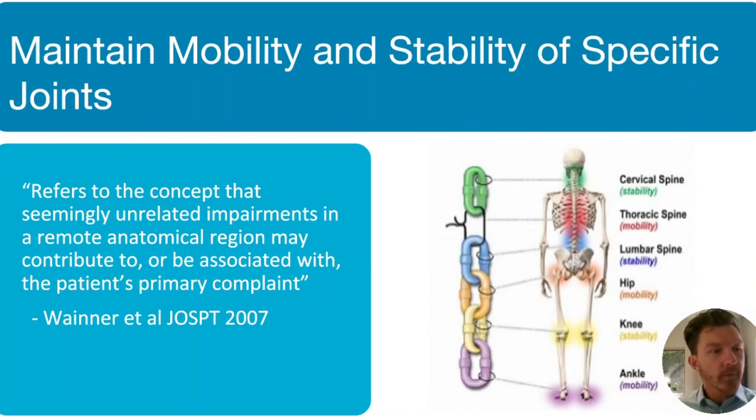So this alternating pattern is: in the cervical spine, we want stability. The thoracic spine, we want mobility. The lumbar spine, we want stability. The hip, we want mobility. The knee, we want stability. And the ankle, we want mobility. When I do this, I differentiate things a little bit more, but that's the basic gist that we're looking at.